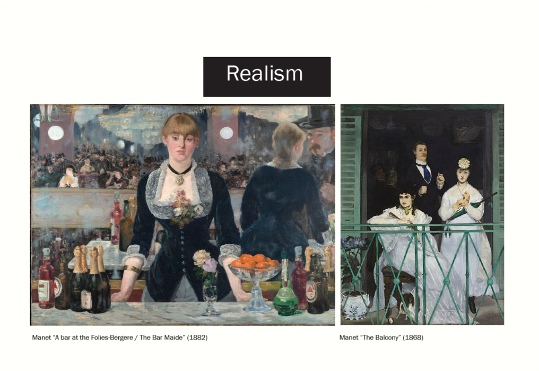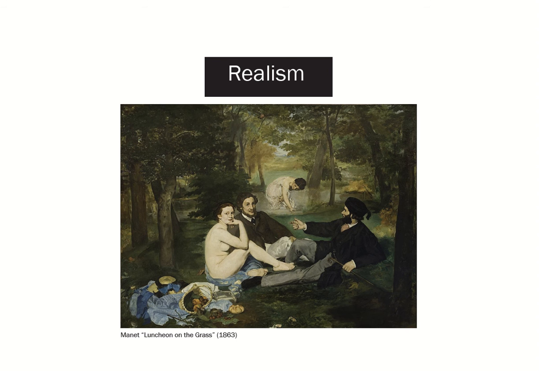Another important realist artist is Manet, not to be mistaken for Monet. He painted ordinary everyday subjects, like a cafe or a bar here on the left, or a group of friends on a balcony seen on the right, or this painting, which shows friends relaxing in a park.